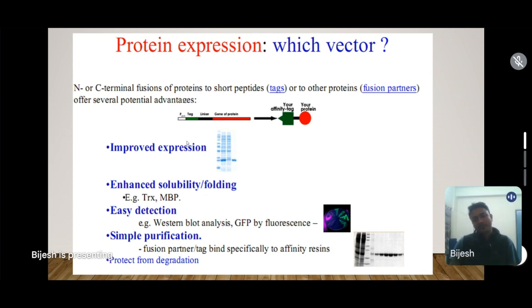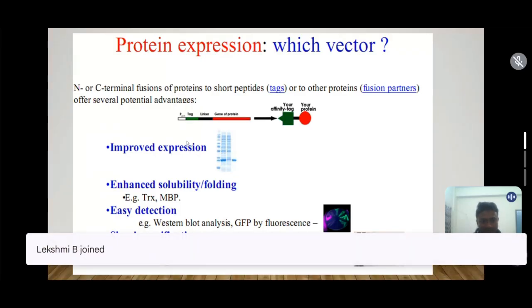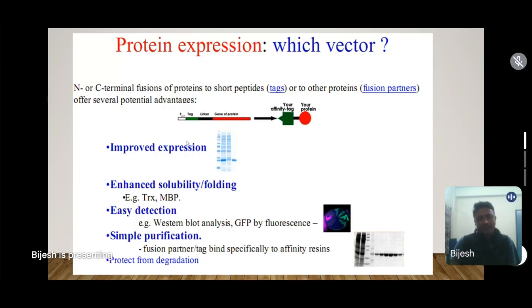So now we want to use the vector. As I told, we want improved expression, enhanced solubility, easy detection, simple purification, and some kind of protection from degradation. So now we want to select a vector or plasmid where we insert our gene for expression. See, for improved expression generally we can have a very robust promoter, and that promoter drives the expression. When it comes to solubility, as I told already, our protein is a multi-domain folate receptor protein. So it's a cytoplasmic protein.